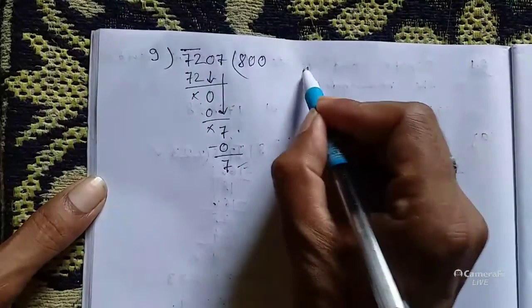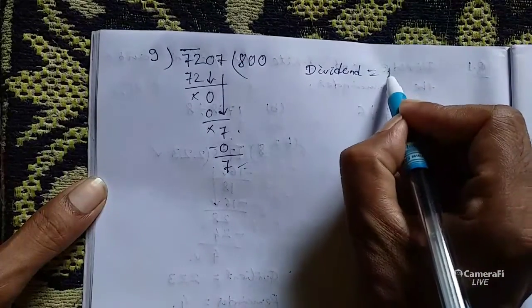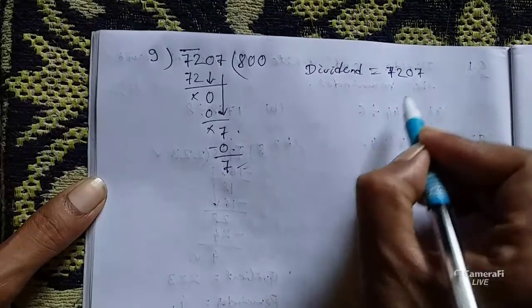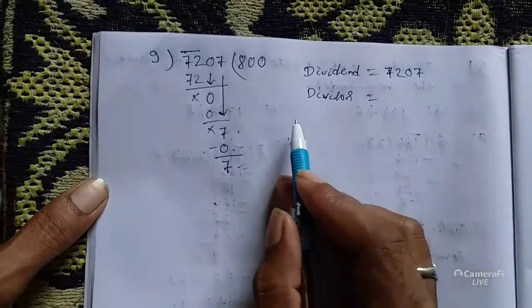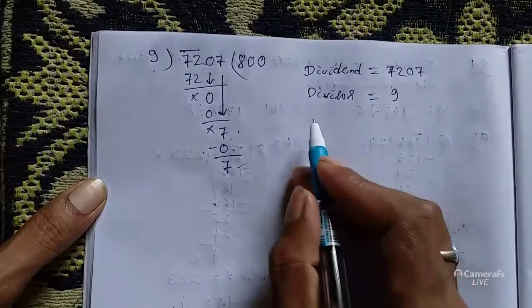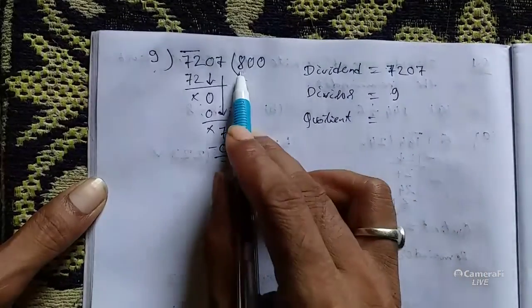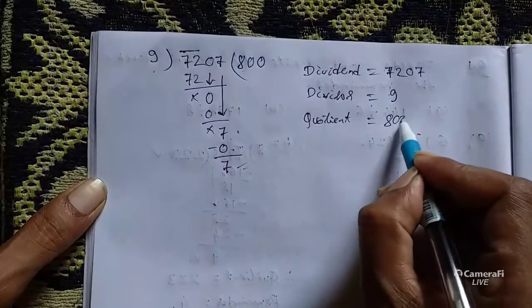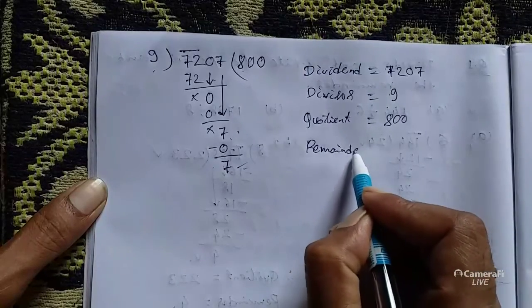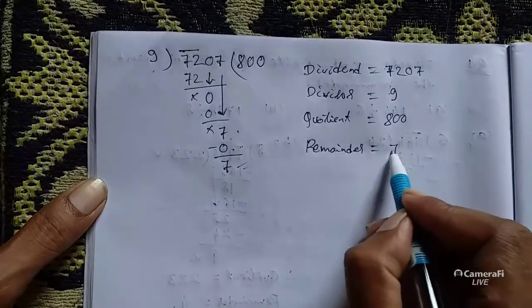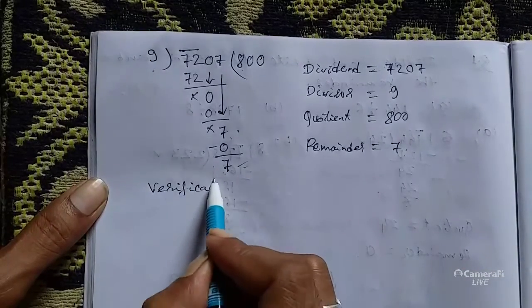So here the dividend is equal to 7207. The divisor is equal to 9. The quotient is equal to 800. And the remainder we get is 7.